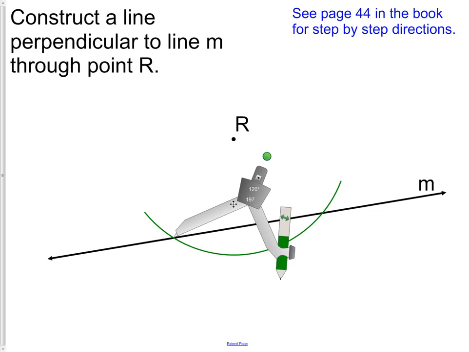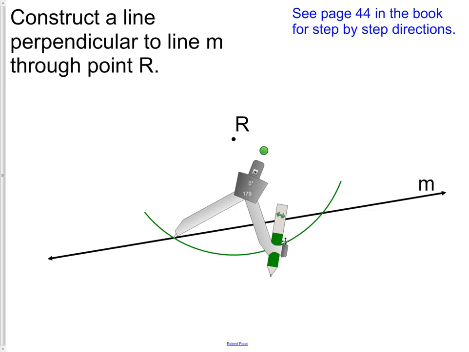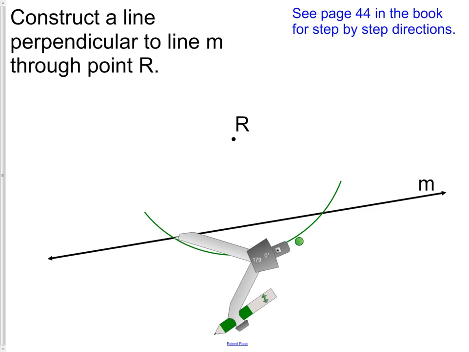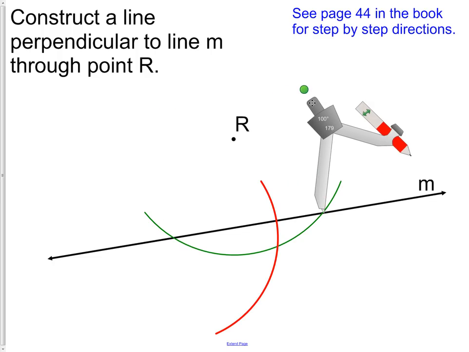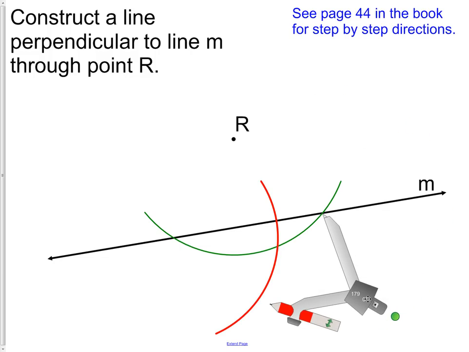I take the compass and put it on either of the intersection points. I'm going to narrow it up just a little bit so that it fits on the screen so you guys can see a little better. And draw an arc. Now move your compass to the other end without changing the size. Place it on the intersection point of the blue and green line, and again create an arc.